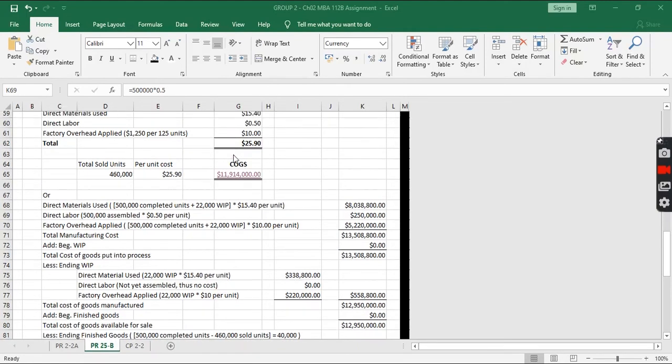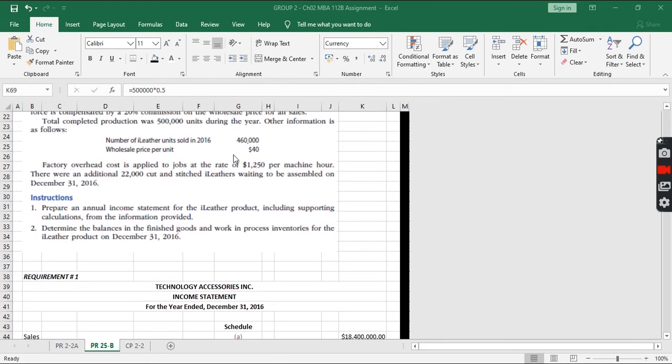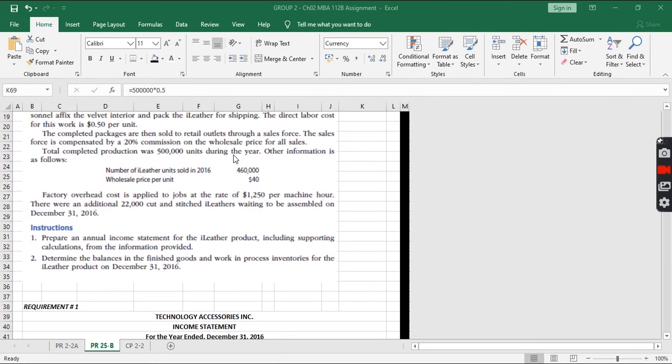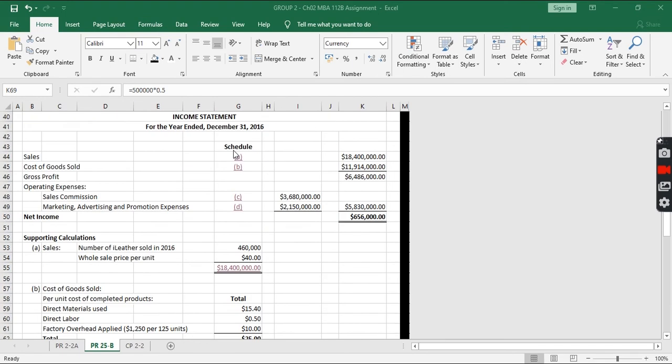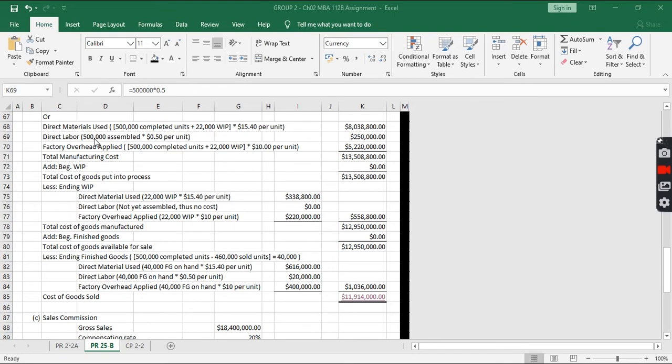Since the direct labor occurs during assembly and packaging, we can only assign direct labor costs to completed products, which is 500,000 assembled units multiplied by the direct labor rate per unit. So we'll get a total of $250,000.